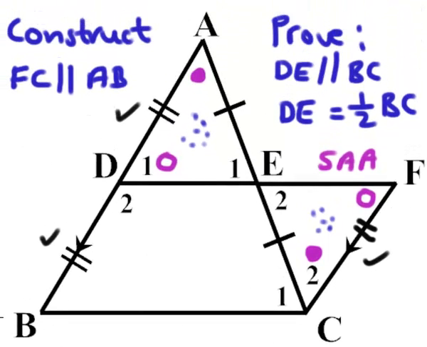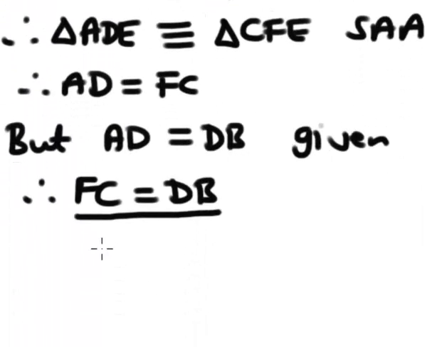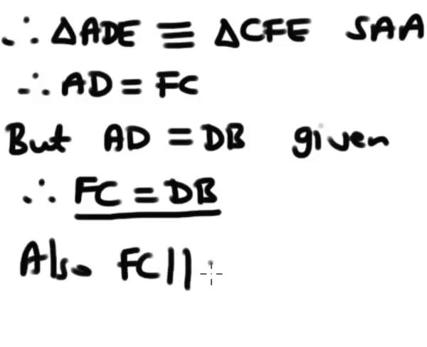But what do you notice too? That the lines are parallel. This was the construction: FC is parallel to AB. So immediately we can also conclude that FC is parallel to DB. That's a critical fact.